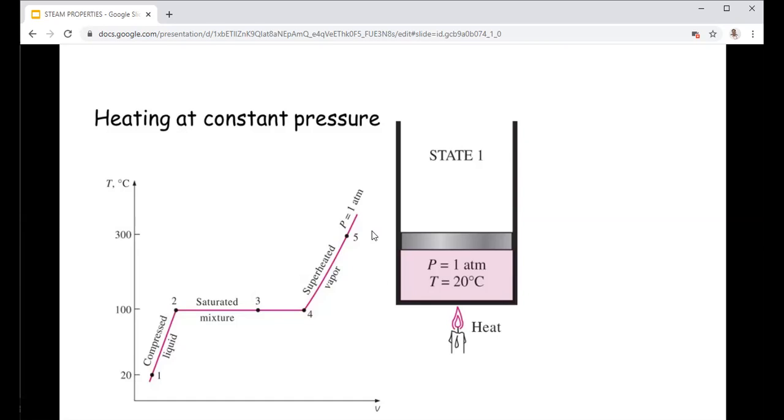We consider the heating of water from 20 degrees centigrade up to the boiling point at atmospheric pressure, which is 100 degrees centigrade, and we call that sensible heating. When the water reaches its boiling point, the steam formation happens, the water starts boiling, and it becomes wet steam. So a saturated water becomes wet steam, and then gradually at state 4, it becomes dry saturated steam. If you heat the dry saturated steam further, it becomes superheated.